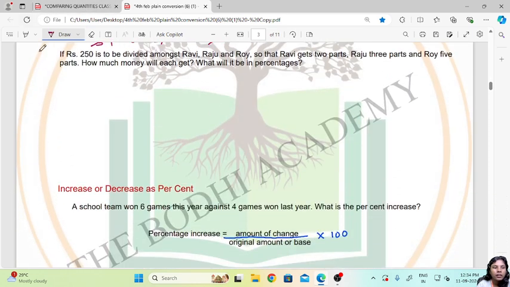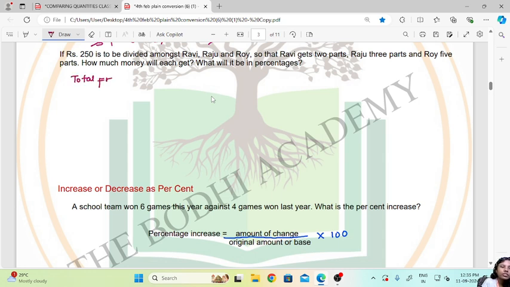Let's solve another one. Now if 250 is to be divided amongst Ravi, Raju and Roy, so that Ravi gets 2 parts, Raju gets 3 parts, and Roy gets 5 parts, how much money will each get? What will it be in percentage? Now here you have to find. So they have given a specific amount, only rupees 250, they have to be divided among 3 people, okay, and they have told how much ratio each person should get. So if we look, first let's find a total fraction.